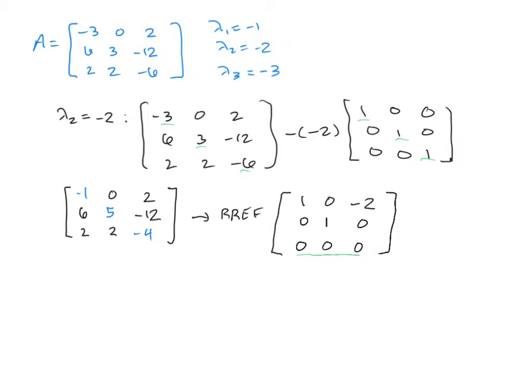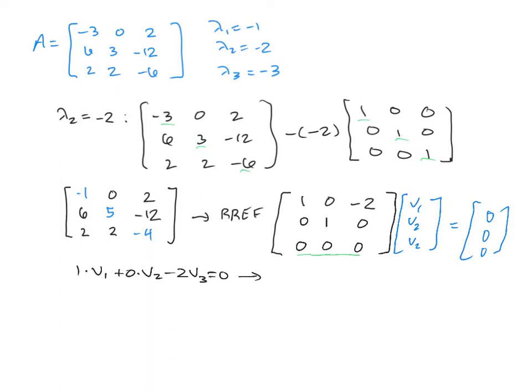So now again, translating this back into A minus lambda I times V, we've got our vector V component-wise, and we got our 0 vector written out component-wise as well. We now translate this back, and this says that 1 times V1 plus 0 times V2 minus 2 times V3 equals 0, which says that V1 is equal to twice or 2 times V3.